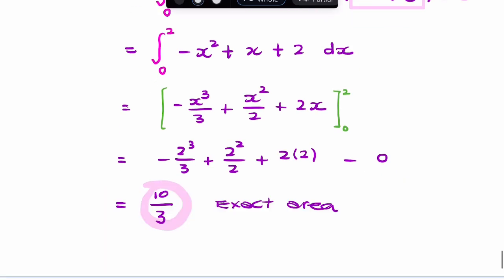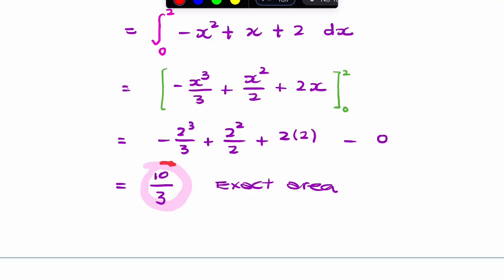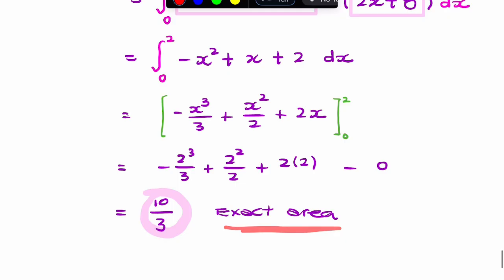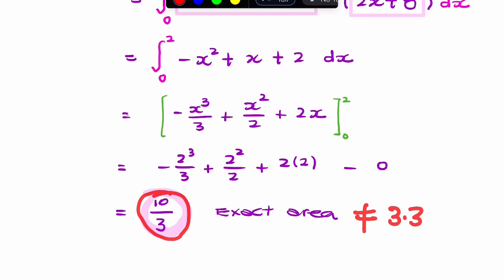And if you calculate that, it'll give you 10 over 3. And the question asked for the exact area. That means leave fractions as they are. So don't write that as 3.33 because that wouldn't be exact. Leave it as a fraction.